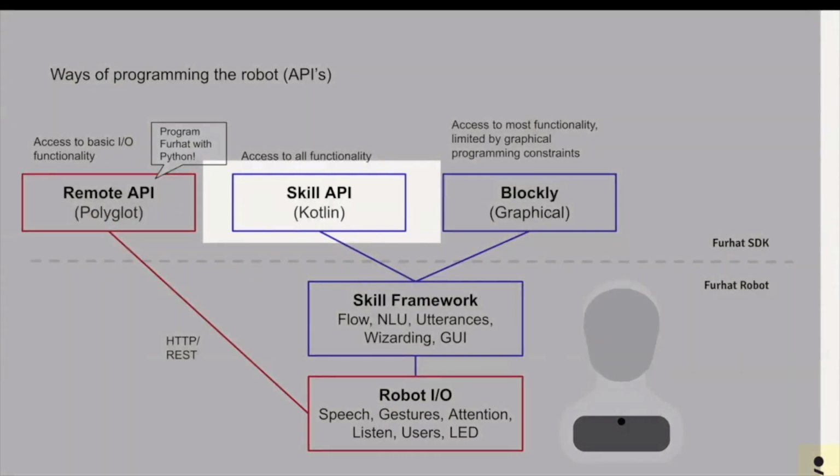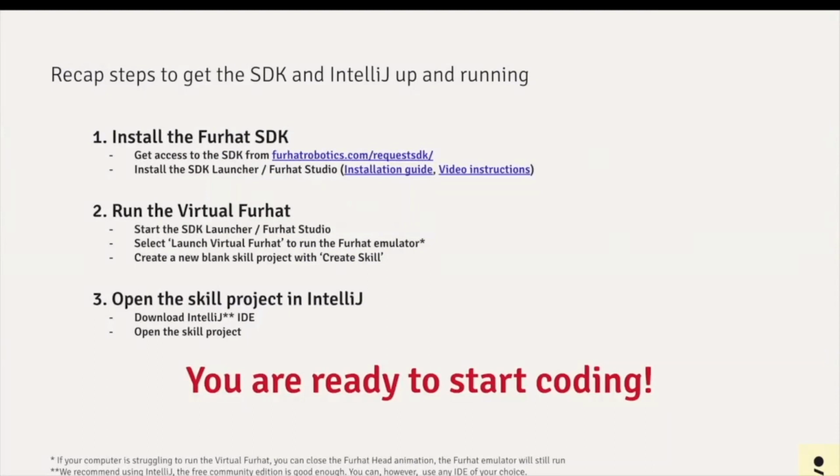In this tutorial, we will be focusing on the Kotlin Skill API. To prepare for this tutorial, you need to first install the Furhat SDK, and you can get access to it from furhatrobotics.com. Then you can run the SDK launcher and start the virtual Furhat, where you can now create a new blank skill project. Then open the skill project in IntelliJ, and you are now ready to start coding.